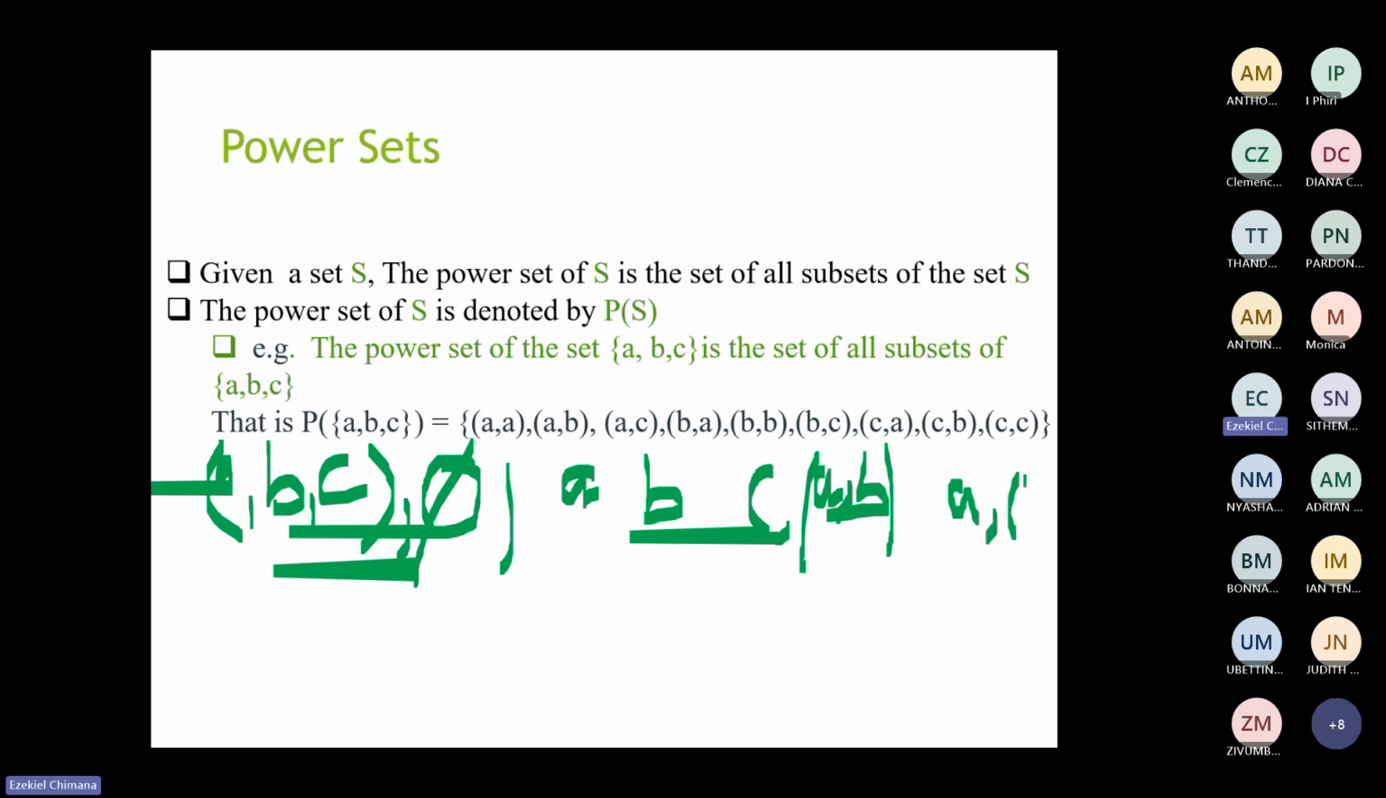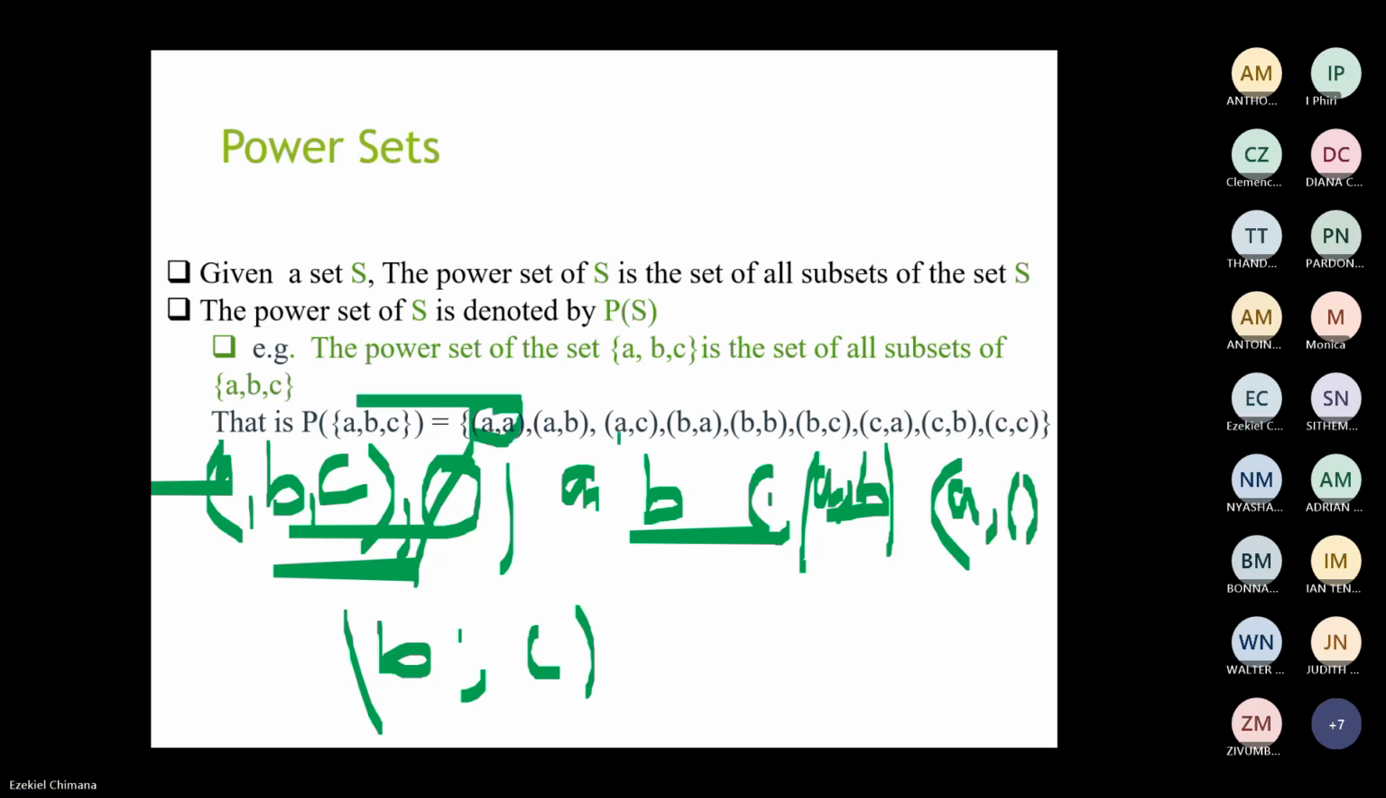Maybe you can pair AC. What else? You can pair BC. So how many sets do we have? This one, 1, 2, 3, 4, 5, 6, 7, 8. And they're enough. So you don't need to repeat this AA.